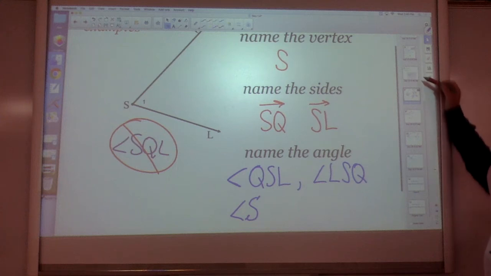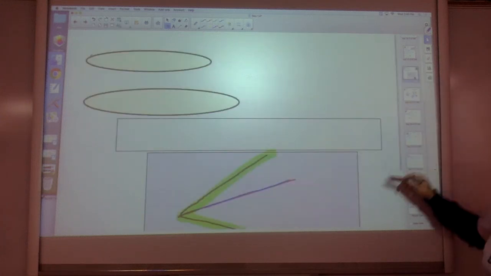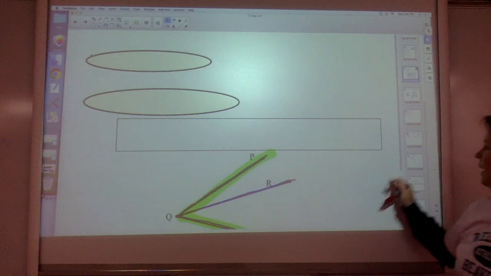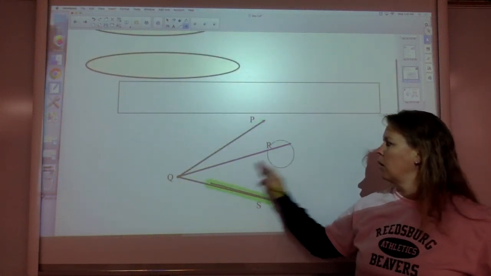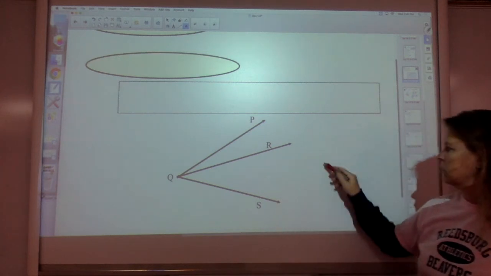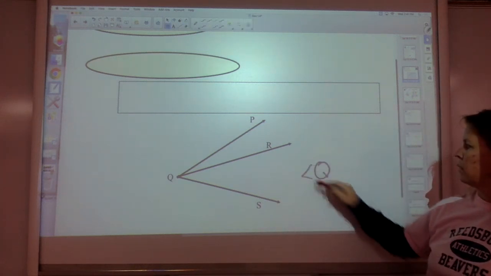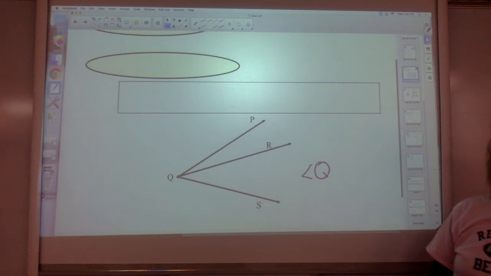Let me flash back up to this angle that we had up here. I'm going to erase all this so you can see it better. I cannot call this angle Q. I just told you the other one I could call angle S. I cannot call this angle Q.